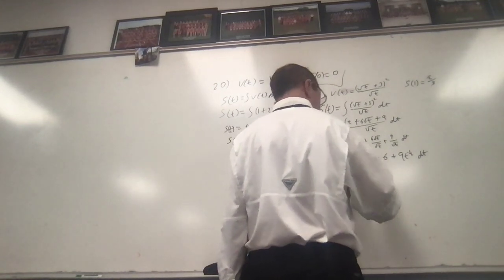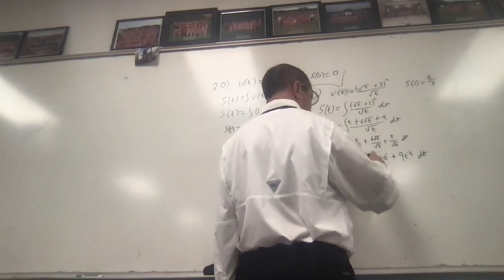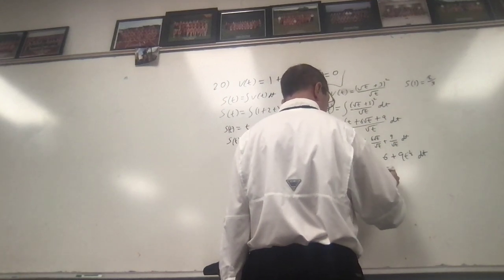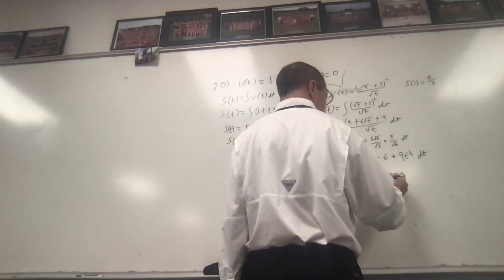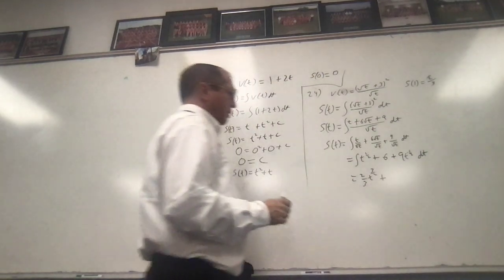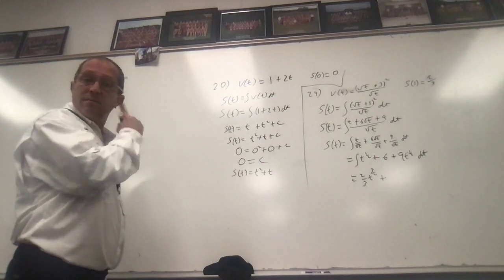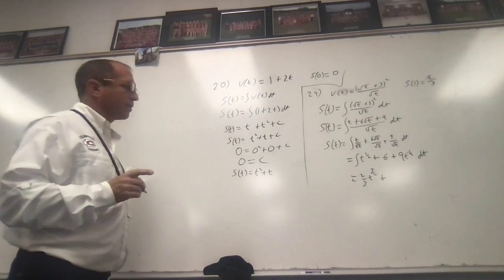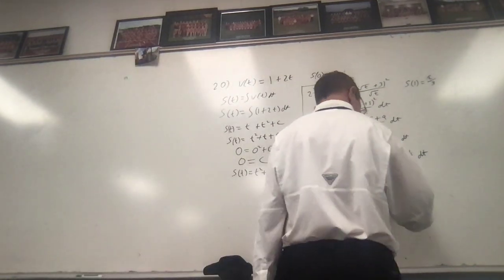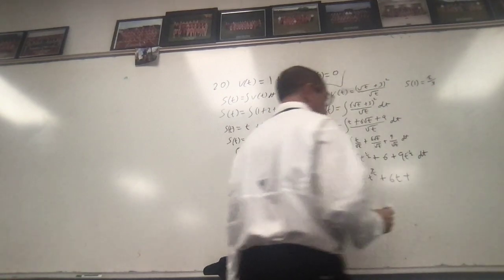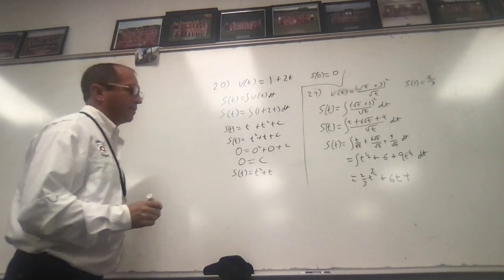So this t to the 1/2 becomes t to the 3/2, so it'd be 2/3 t to the 3/2 power plus what here? 6t. 6 times t plus C.